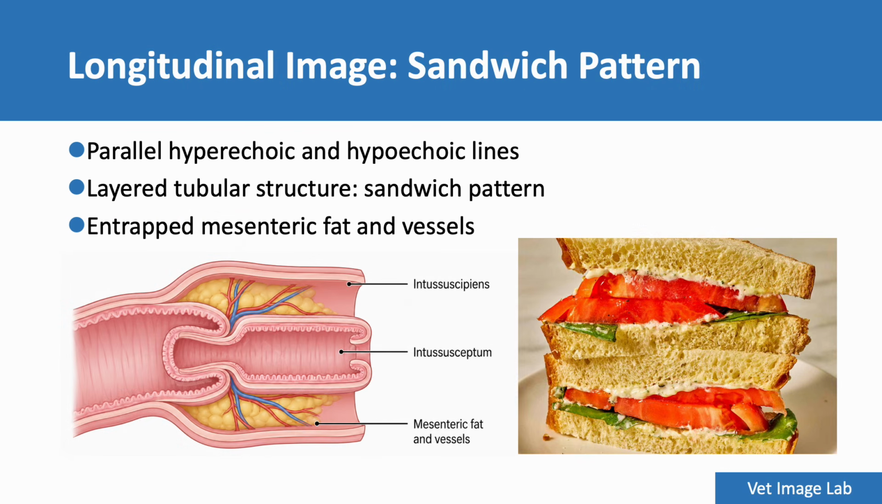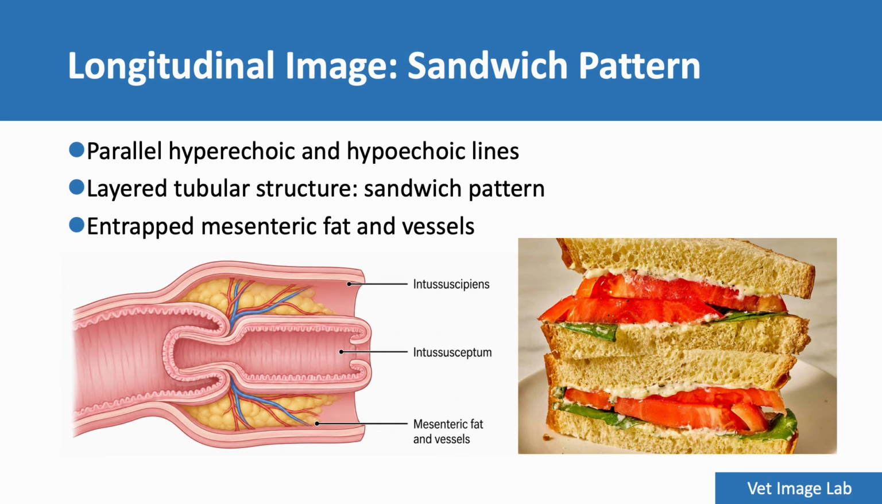After identifying a target-like lesion in the transverse plane, we should rotate the probe and evaluate the lesion in the longitudinal plane. In the longitudinal plane, intussusception appears as a layered tubular structure with parallel hyperechoic and hypoechoic lines. This appearance is often described as a sandwich pattern.